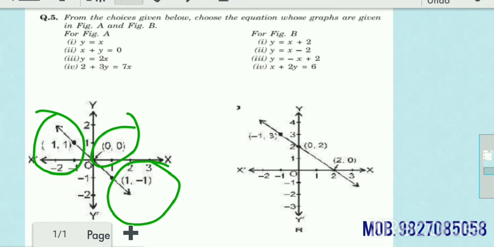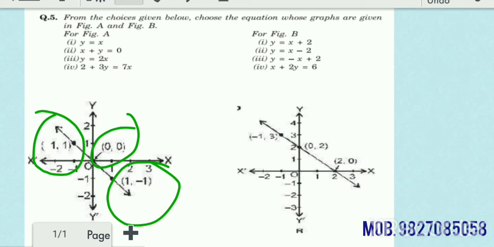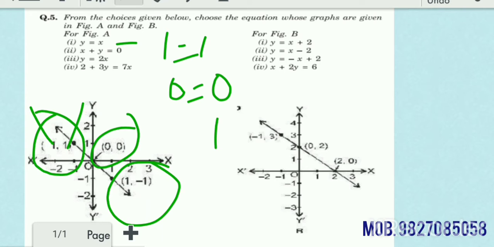Okay, so the line that passes through all three points gets verified, only those lines passing through the graph. Okay, that will be checked. Our first point is (1, 1). Now put it in these equations: when x is equal to 1 we get y is equal to 1. This is true. For (0, 0), 0 is equal to 0. This is true also. And for (1, minus 1), when we put the value of x is equal to 1, we also get y is equal to 1, not minus 1, so this is false.